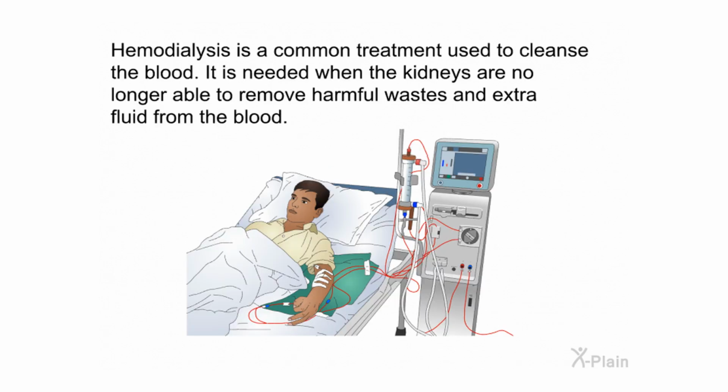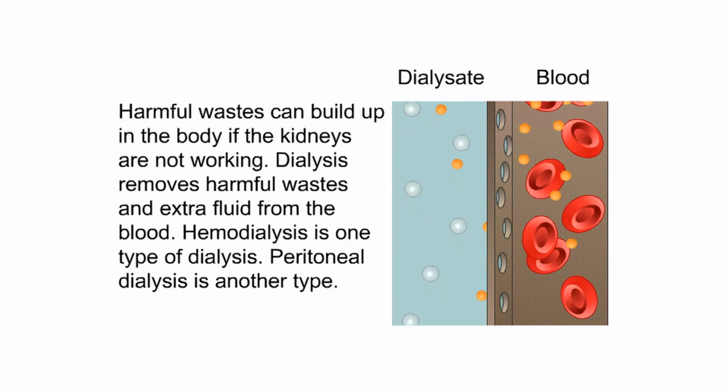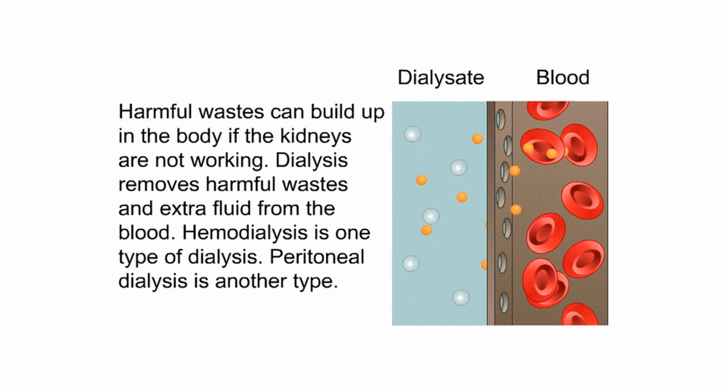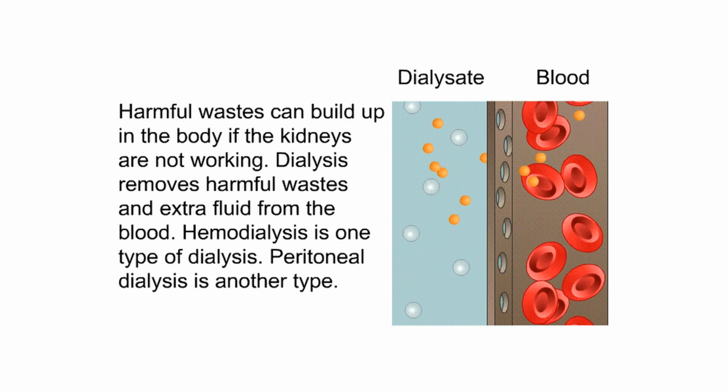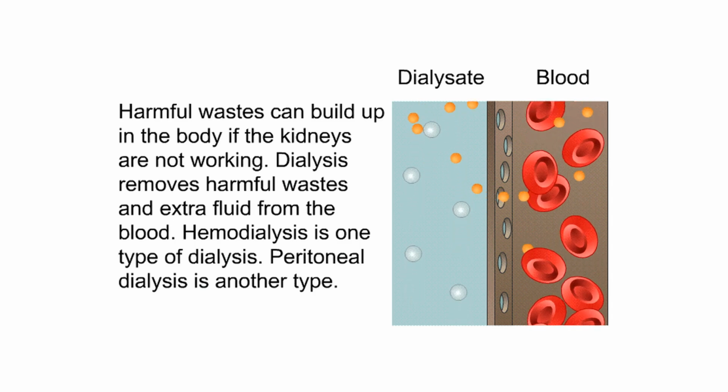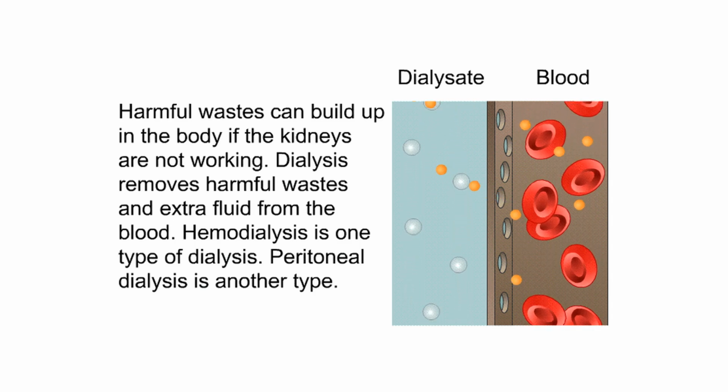Hemodialysis. Hemodialysis is a common treatment used to cleanse the blood. It is needed when the kidneys are no longer able to remove harmful wastes and extra fluid from the blood. Harmful wastes can build up in the body if the kidneys are not working. Dialysis removes harmful wastes and extra fluid from the blood. Hemodialysis is one type of dialysis. Peritoneal dialysis is another type.